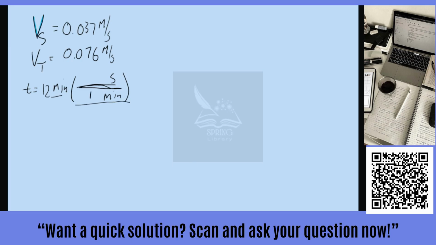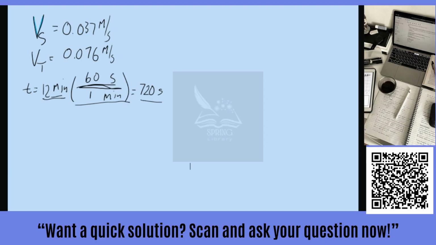Well, I know that 1 minute is equal to 60 seconds. So if I take 12 and multiply it by 60 seconds, then I end up with 720 seconds. So 720 seconds is exactly the same amount of time as 12 minutes. It just has a different unit.